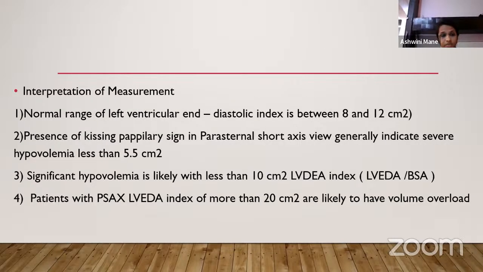Now, the interpretation of the measurement: the normal range of left ventricular end-diastolic area index is between 8 and 12 centimeters squared. The presence of the kissing papillary sign in the parasternal short axis view generally indicates severe hypovolemia, with less than 5.5 centimeters squared. Significant hypovolemia is likely with less than 10 centimeters squared of left ventricular end-diastolic area index. And patients with a left ventricular end-diastolic area index of more than 20 are likely to have volume overload.